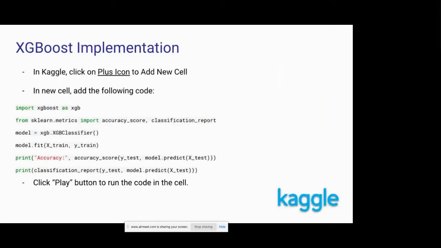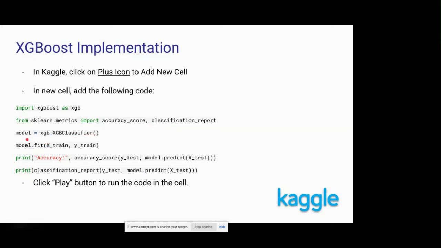So now we're going to implement our XGBoost. So in Kaggle, click on the plus icon to add a new cell. In the new cell, add the following code. We're going to be importing xgboost as xgb. We're going to be also importing two metrics, accuracy_score and classification_report. Accuracy score is the accuracy of the predictions made by the model. Classification report gives a table of many different metrics such as accuracy, F1 score, precision, and recall for both classes. So we're going to see this overview of so many different metrics. So it's really helpful to evaluate our model.